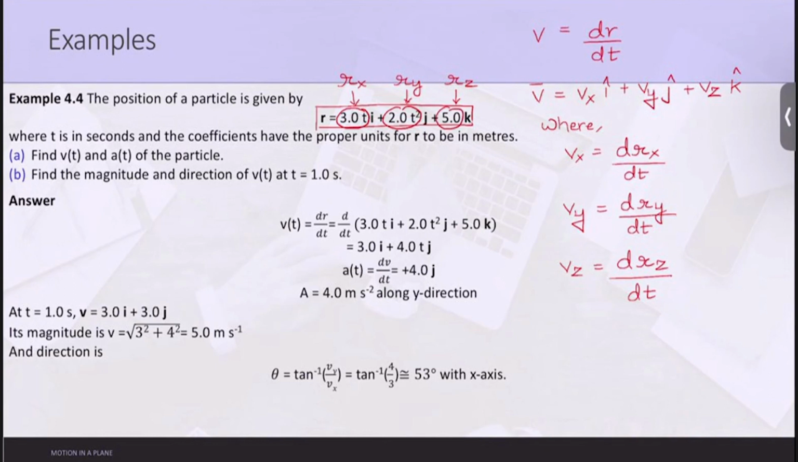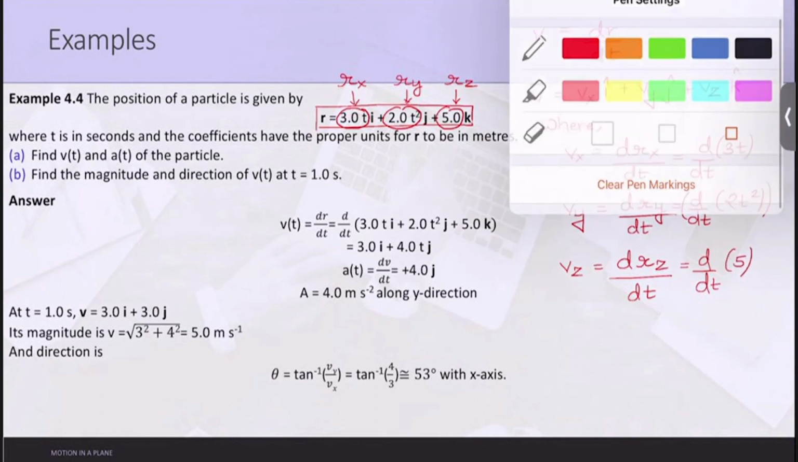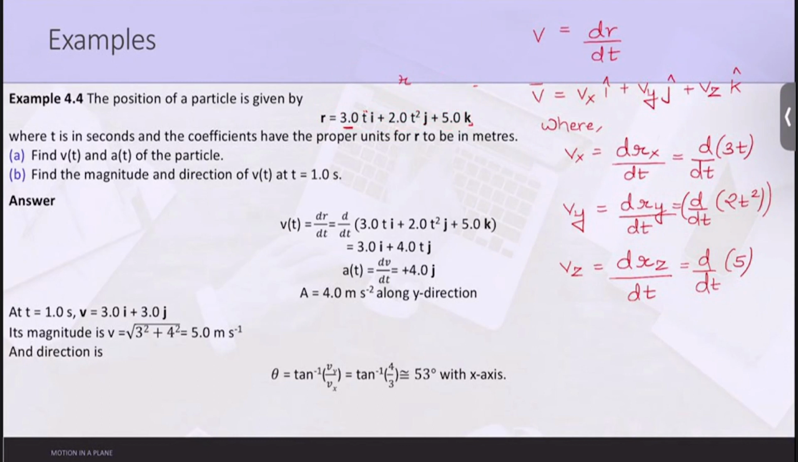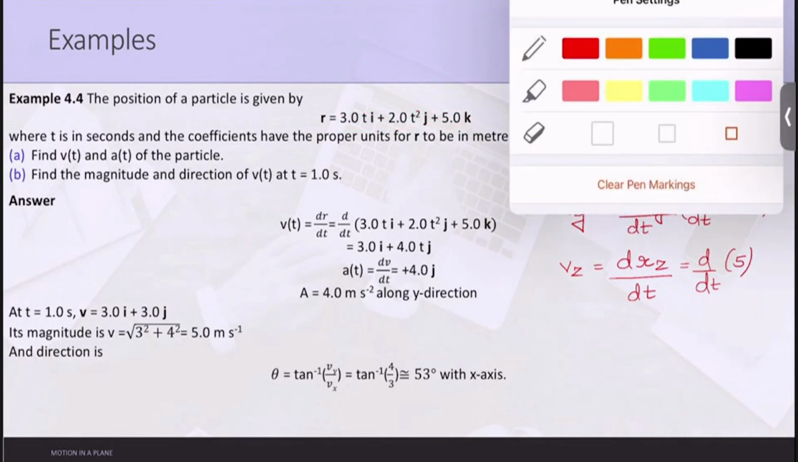Okay, fine. So let me just put everything here. So it is nothing but d by dt of 3t. Similarly, this is equal to d by dt of 2t square, and this is equal to d by dt of your 5. Okay, so just making you understand the basic rules again.